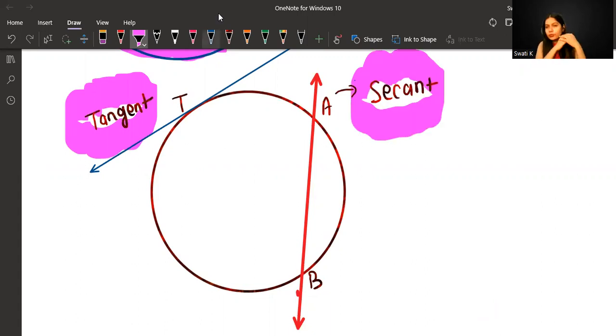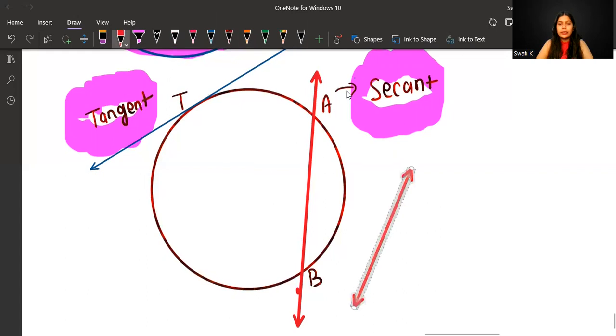Now, if I ask you, is it possible that there is a line passing through the circle at 3 points? No, that is not possible. So there is no such case. Maximum it can pass through 2 points and minimum it can pass through, of course, 0 points. For example, if I draw a line like this, it is not touching the circle at all, right? And of course, for one point, it is called tangent. For two, it is called secant. And for this, it's just a line. We call it nothing.